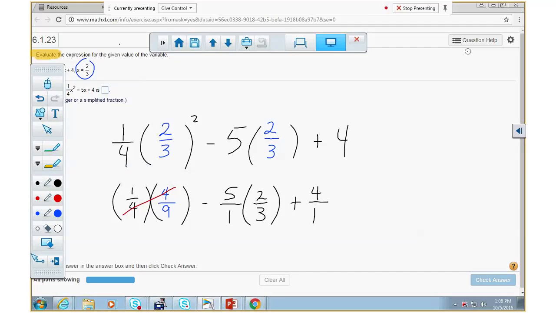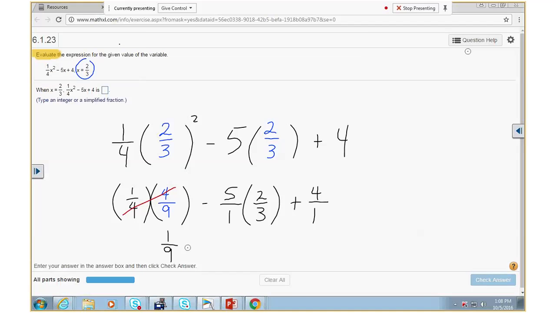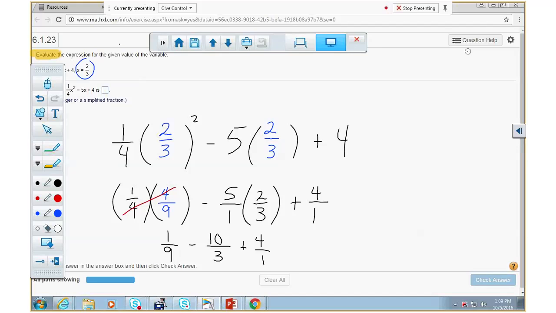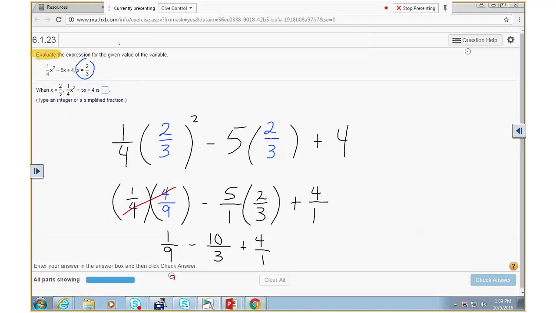That leaves you as 1/9 minus 10/3 plus 4/1. Now notice I'm making everything fractions. Why am I making everything fractions? To make you mad? No, to tell you, either consciously or subconsciously, that you got to get a common denominator sometime. So what's the common denominator of 9, 3, and 1? 9. I'll put 9 here, 9 here, and 9 here.